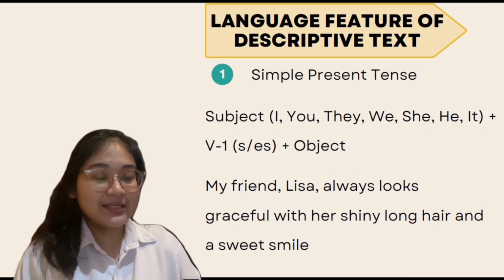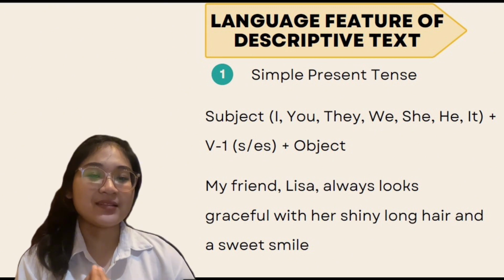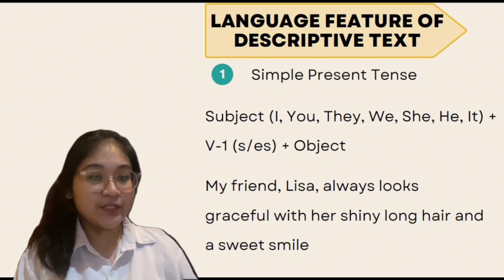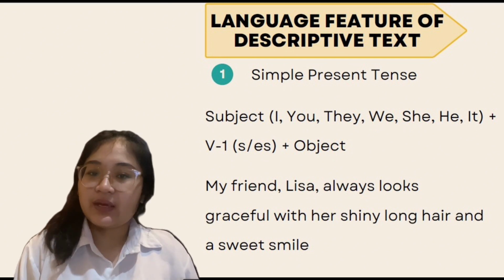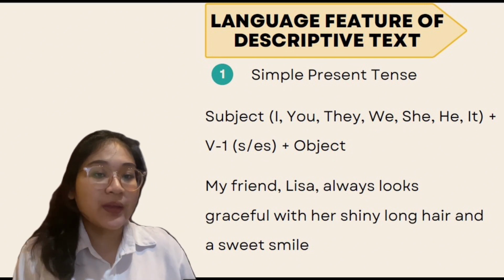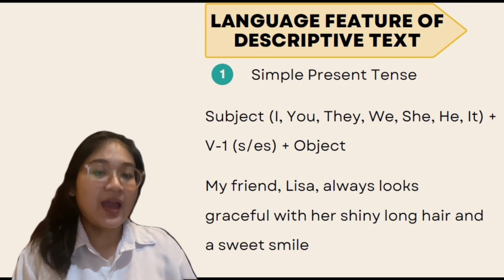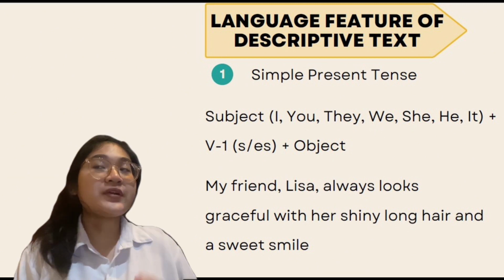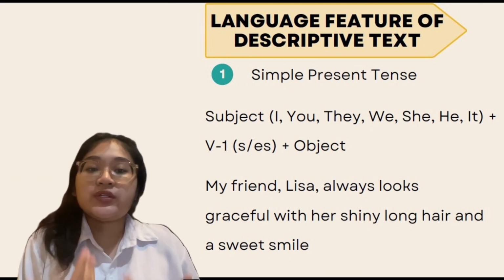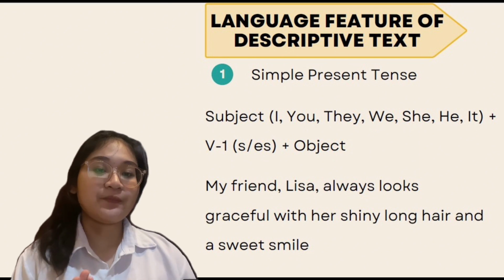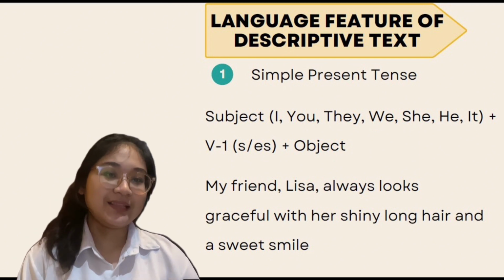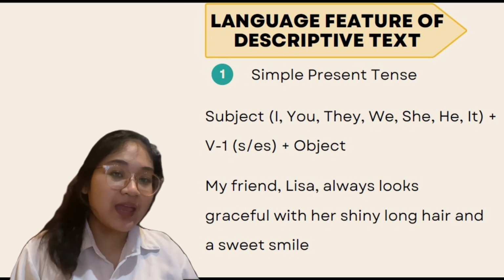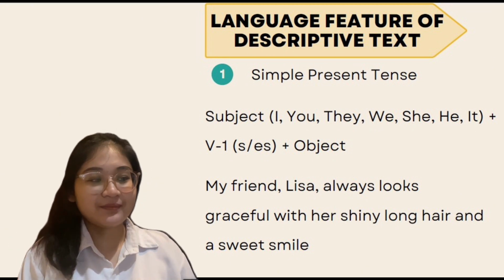In the simple present tense, we describe an action or state as something that is common, repetitive, or generally true. This gives the impression that what we are describing are fixed characteristics inherent in the object or subject being discussed. For example, when we want to describe our friends, it can be like, my friend Lisa always looks graceful with her shiny long hair and sweet smile.